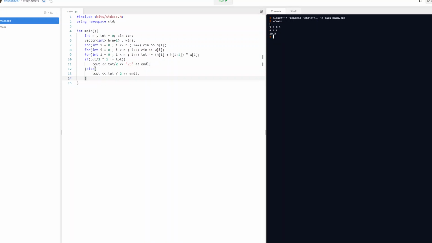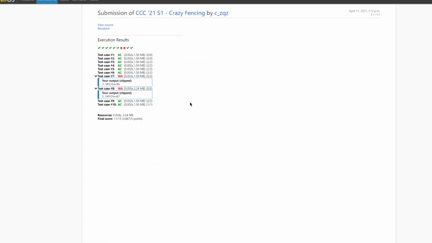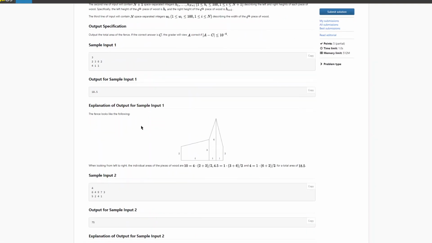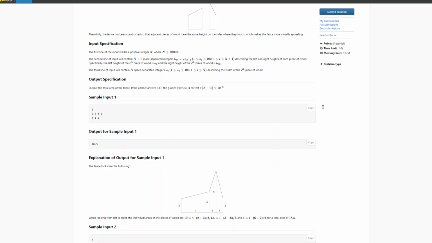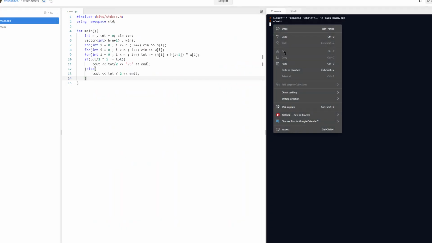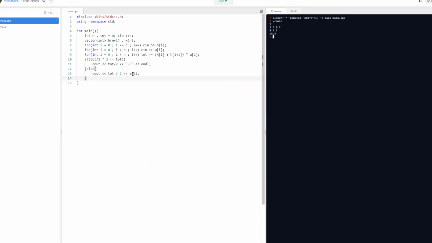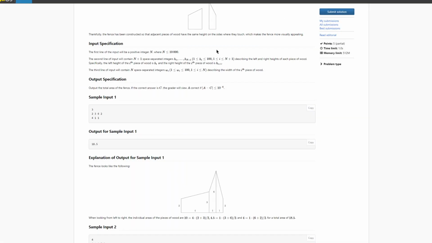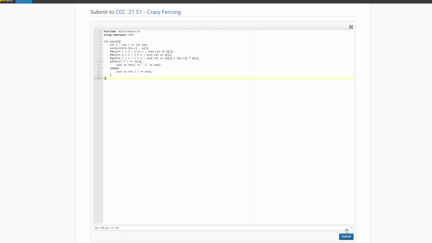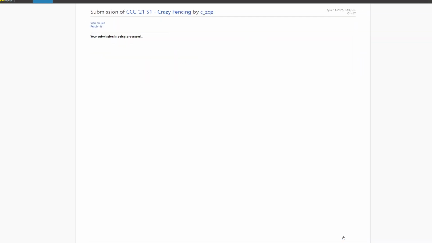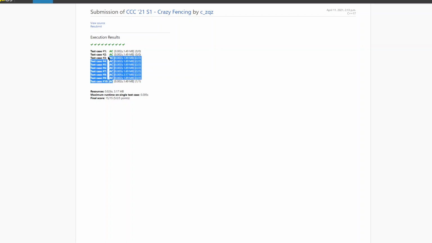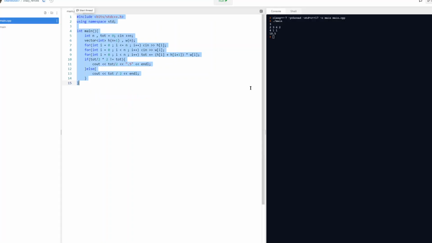Okay, let's try to run our sample again. Let's copy the sample. Okay, 18.5, it looks good. Let's run our solution. And now as you can see, the errors are gone. So I can explain how I did it, how I erased the error.